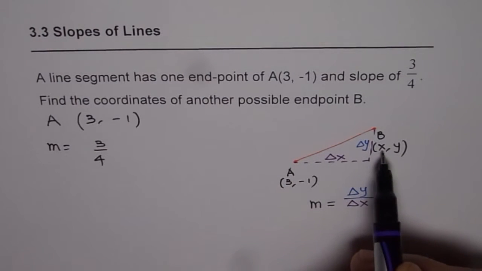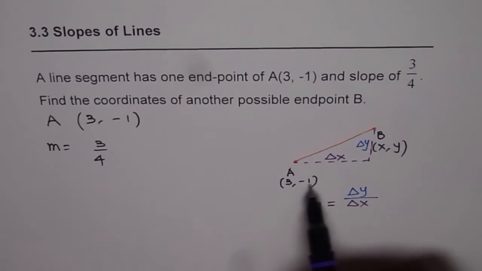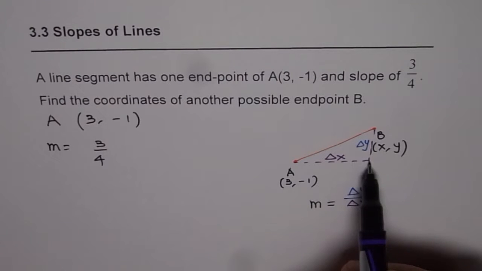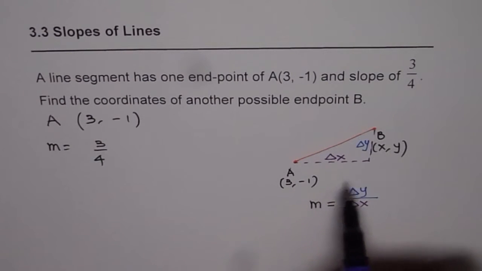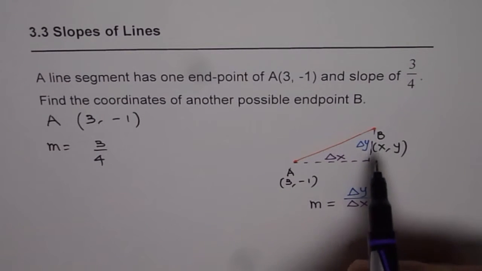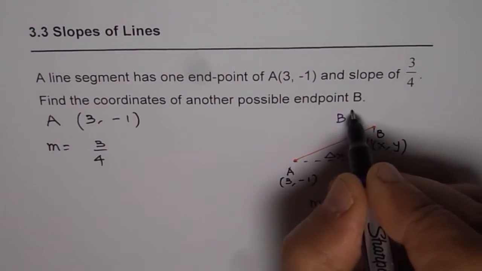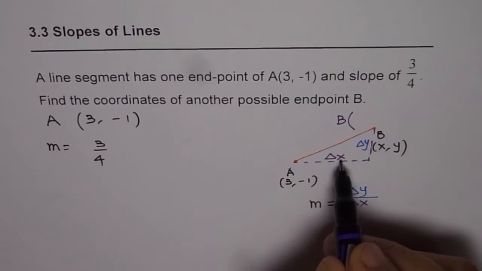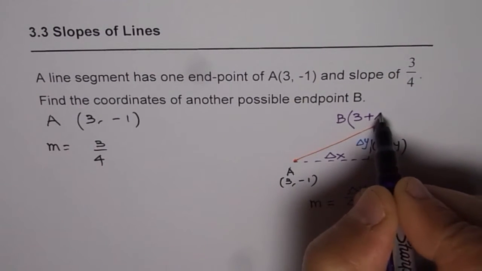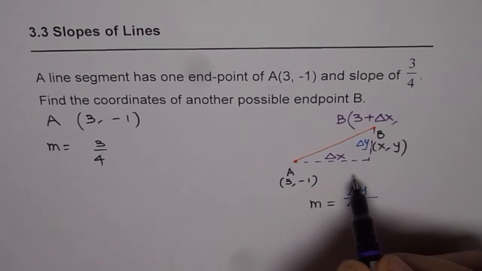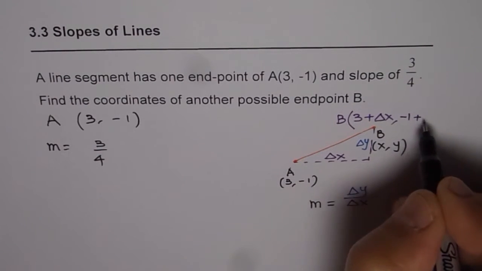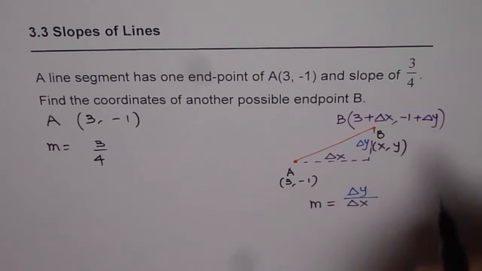So to get to the next point, we move delta x units horizontally and delta y units vertically. This is what we are trying to see, right? So point B should be what? The x value gets added up by delta x. The original x value is 3, so it should be 3 plus delta x. And the y value should be delta y more than the original value of -1. So these are the coordinates for point B.